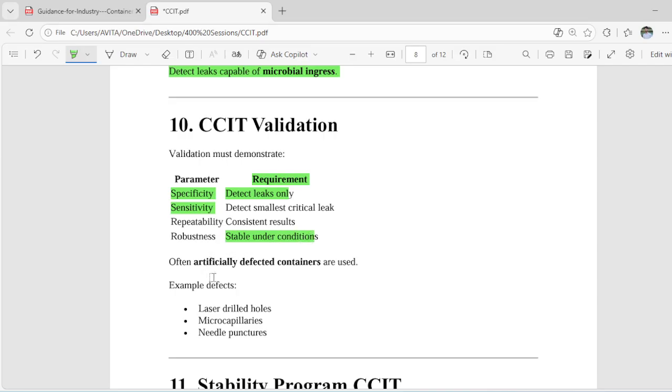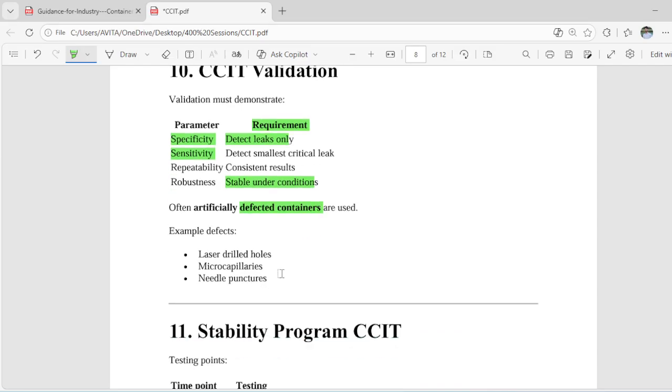And often artificially defected containers are used. Examples are the laser drill holes, micro capillaries, and needle punches.